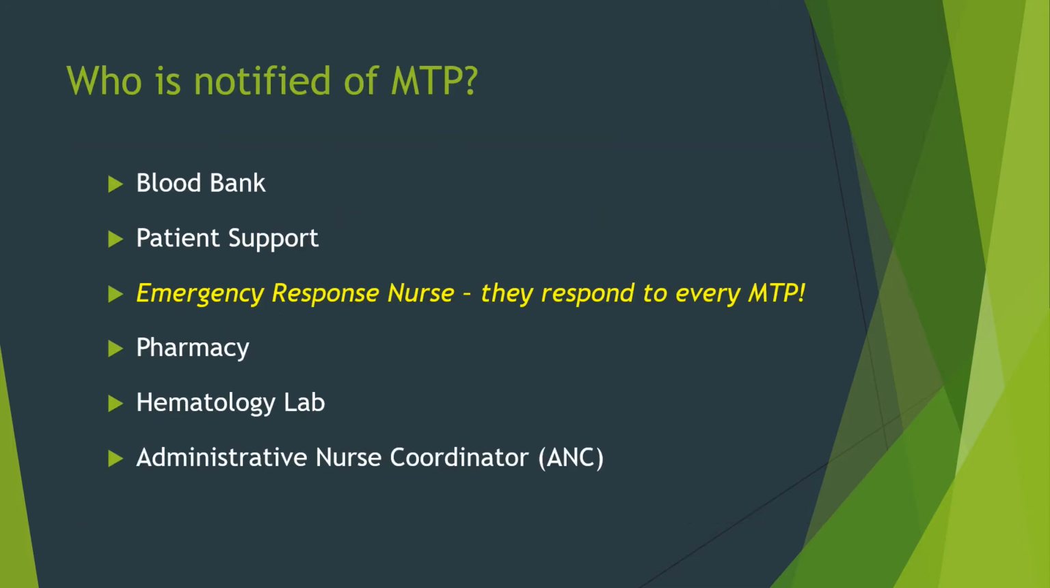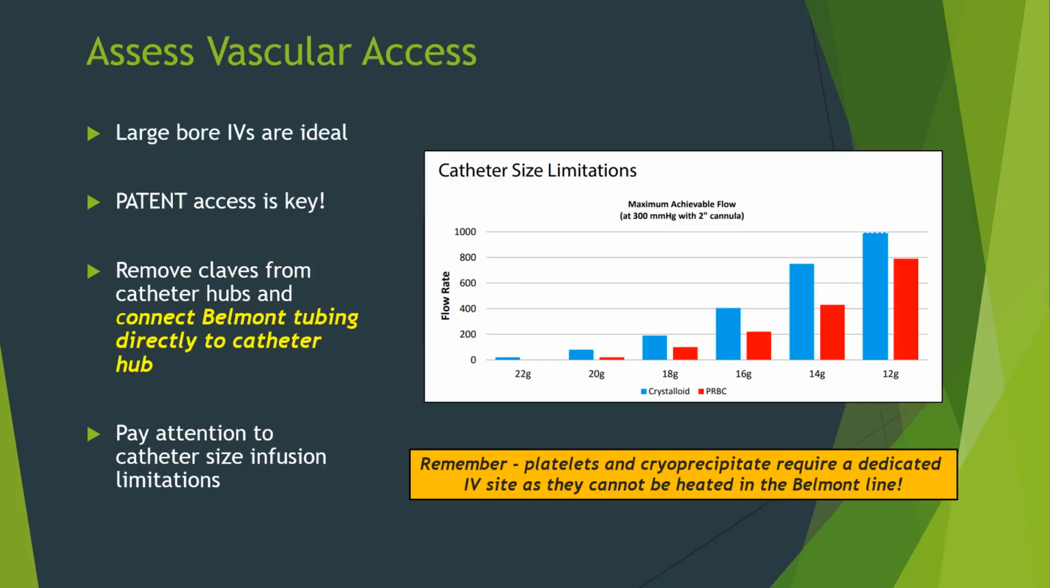Who is notified of a massive transfusion protocol activation? The blood bank, patient support services, who will serve as the primary runners for blood products from the blood bank, the rapid response team emergency response nurse. These individuals respond to every MTP in our inpatient population. The pharmacy, the hematology lab, and the ANC administrative nurse coordinator.